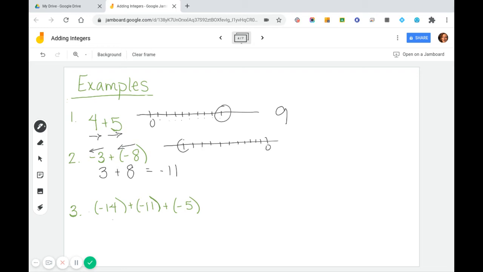So I owe someone 14. I found out I owe somebody else 11. And dang it, I owe somebody else 5. Altogether, I owe $30. I'm in the hole in my bank account, $30. Negative 30 is my answer.